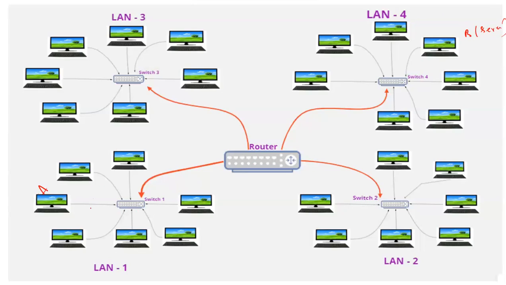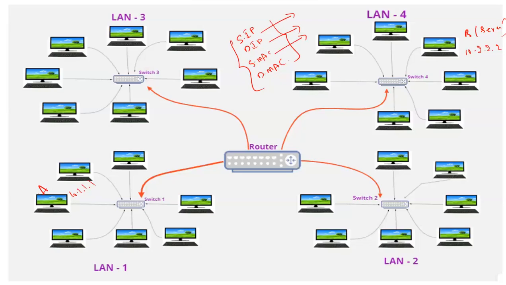If we want to send information from one computer to another, we require four pieces of information: source IP, destination IP, source MAC address, and destination MAC address. Source IP we know. Let's consider that the source IP address is 10.1.1.1, and this server's IP address is 10.2.2.2. So here is the source IP and the destination IP.